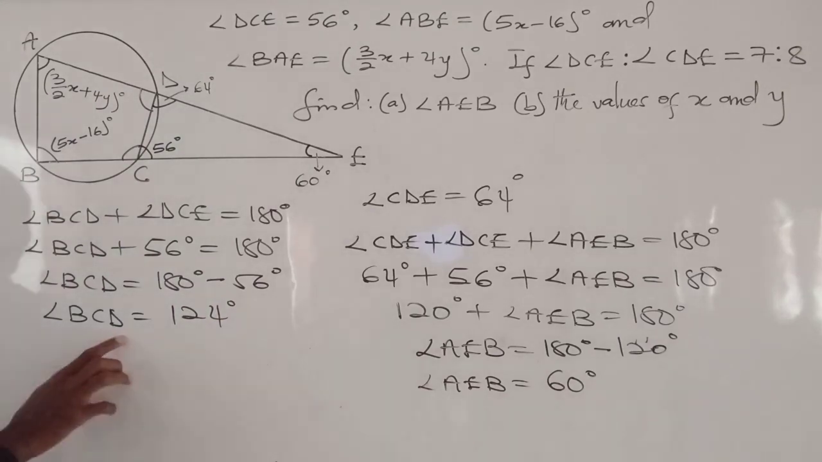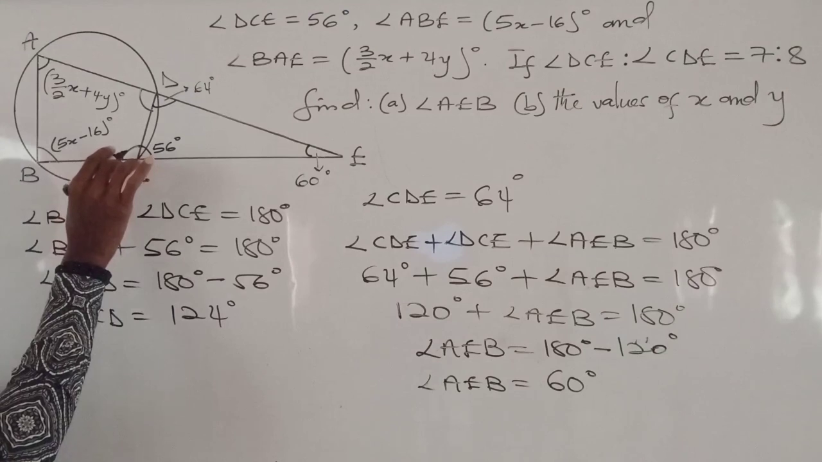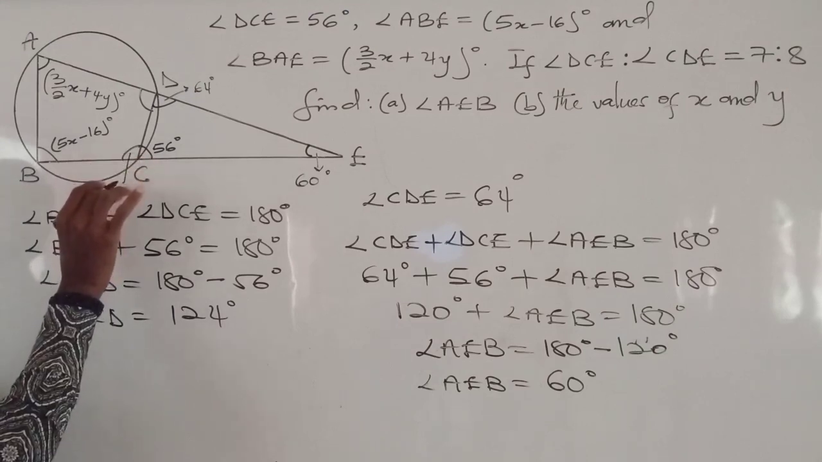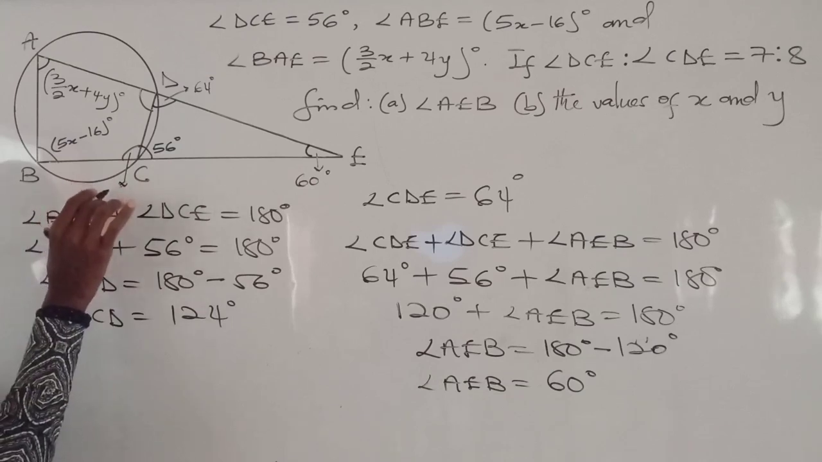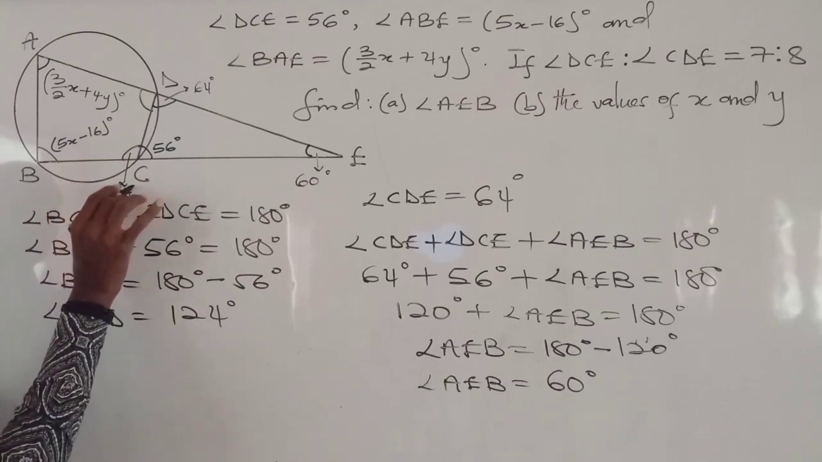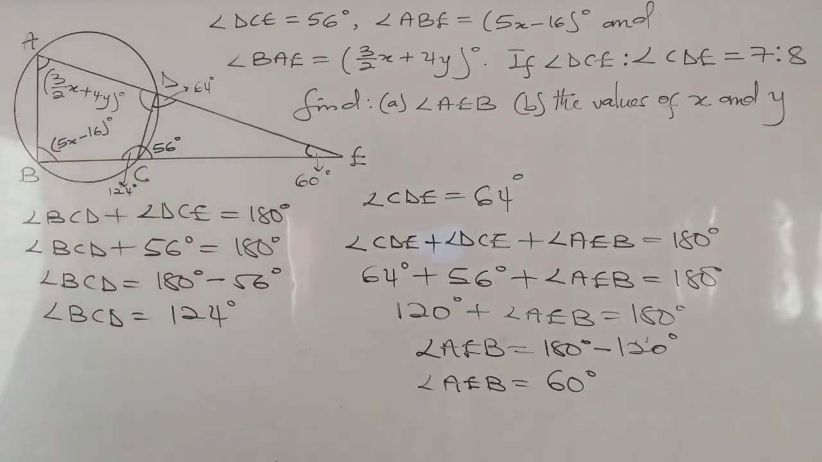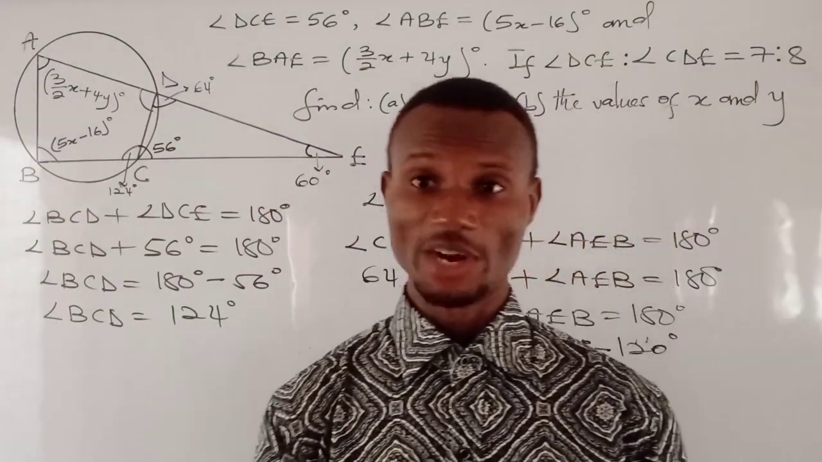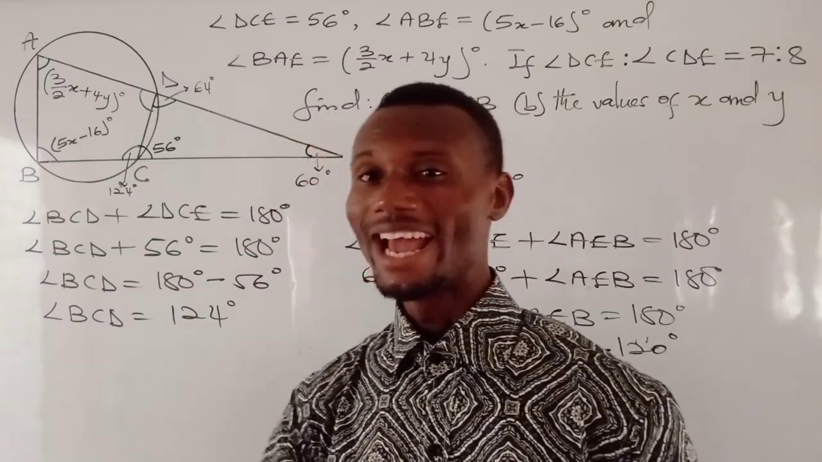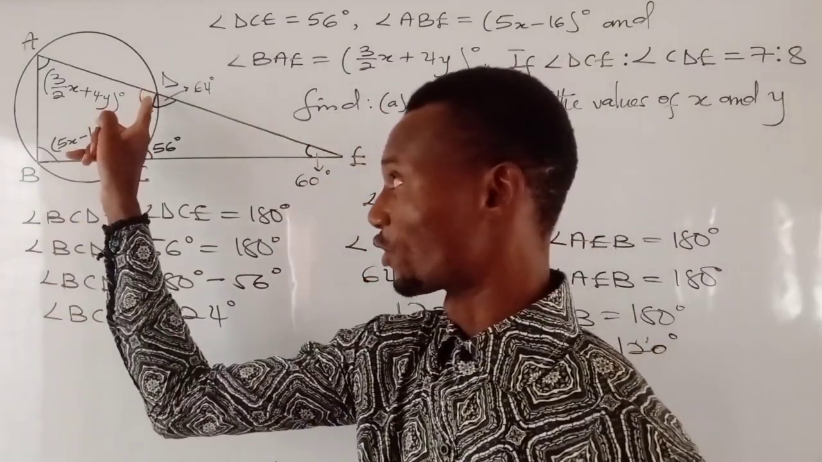So our angle BCD, which is this place, let's label it this place. We have it to be 124 degrees. Let me indicate it there so that we can make reference to it. I hope the explanation is clear enough up to this point. We need to proceed and also find the angle which is supposed to be here.